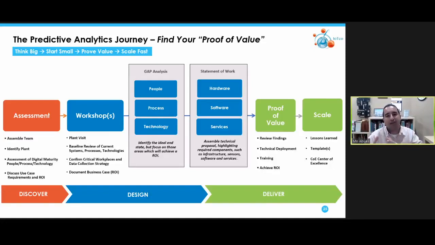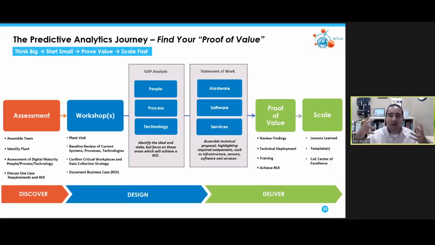Deploy a proof of value, run it for a 2 to 3 month period of time. Don't go longer. If it's going longer and it is not delivering your business case, think about understanding the reasons why, and think about pivoting or finding a way to, maybe it's a different plant, maybe there's an issue with the people or the process or the technology. Find that out quickly, pivot, and redo your proof of value.